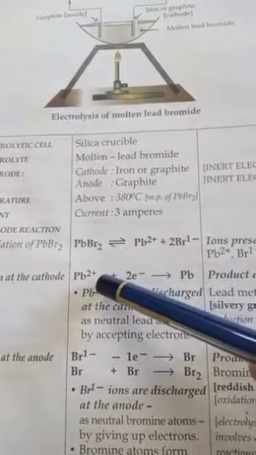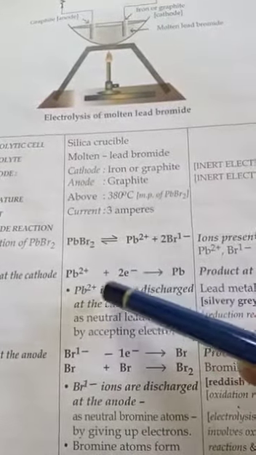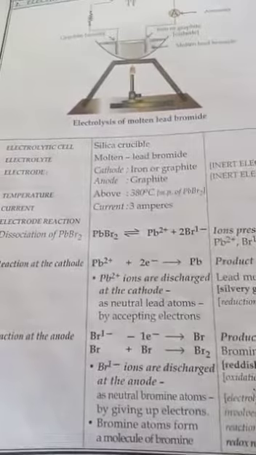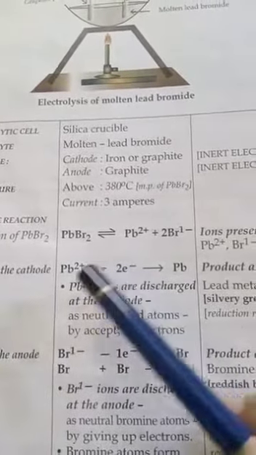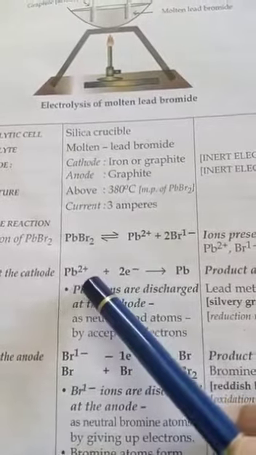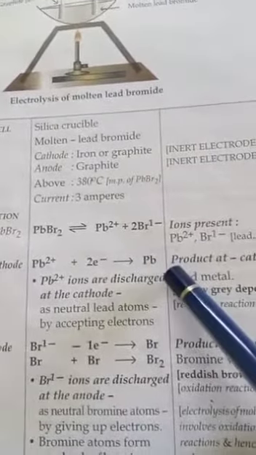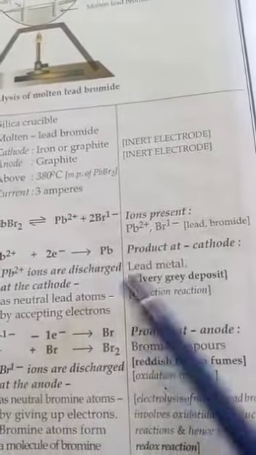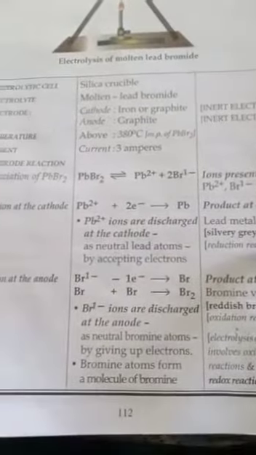Now the cathode is a reducing electrode, that's why reduction will take place here. This lead ion will take 2 electrons from the cathode and convert into a neutral lead atom. So at the cathode, lead metal, which is silver grey in color, will get deposited.